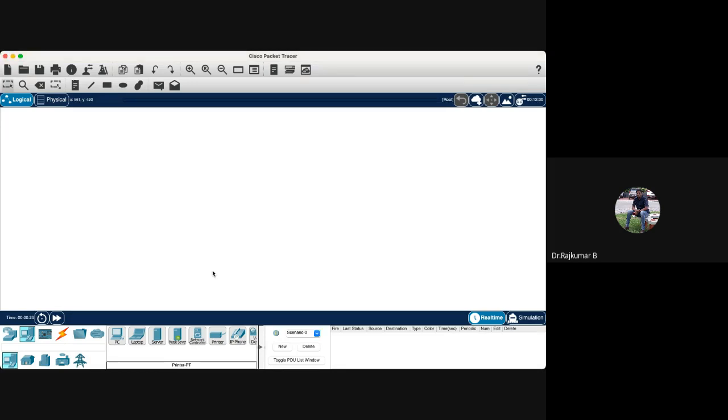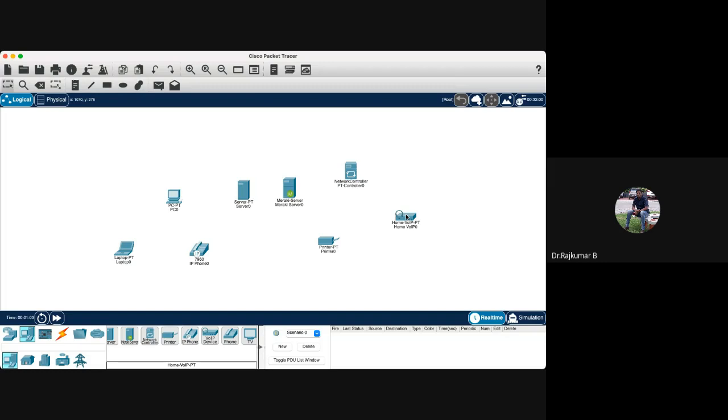So how are these devices identified in the network? Here you can see the PCs, laptops, or your server, the mail servers, or we call the Meraki servers, the network controller, your printer, your iPhone. Okay, so these are all known as your end devices.